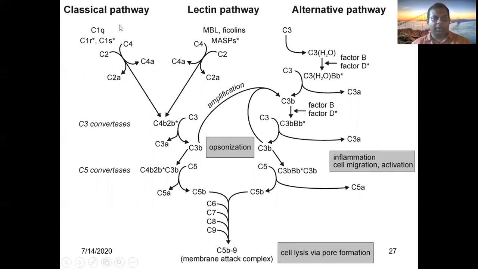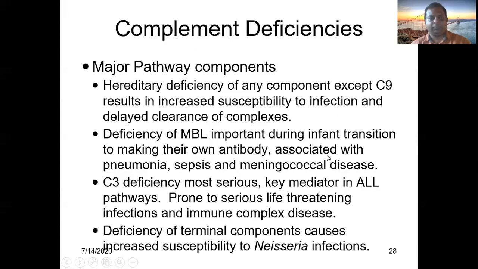So now you can see all in one slide. Classical pathway, C1; lectin pathway, MBL, mannose binding specific proteins; then they go the same, here C3. Ultimately they come into the final common pathway. Enzymatic C3 convertases are different, and C5 convertases also differ, but ultimately the final common pathway is C5b to 9. That's lysis via pore formation.